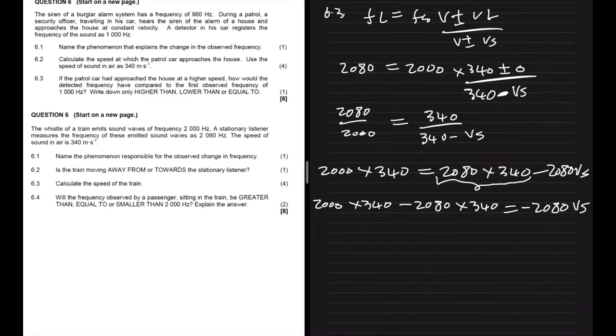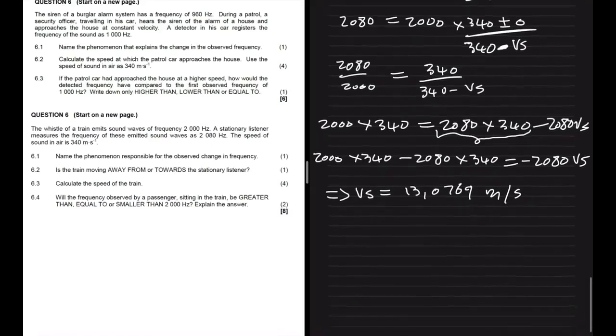So let me put that into my calculator. Vs equals 2000 multiplied by 340 minus 2080 multiplied by 340, divided by minus 2080. That gives me 13.0769 meters per second. I think that's around about it.